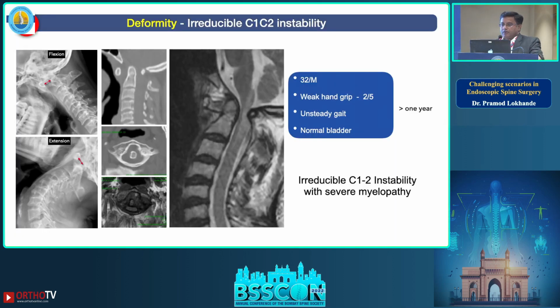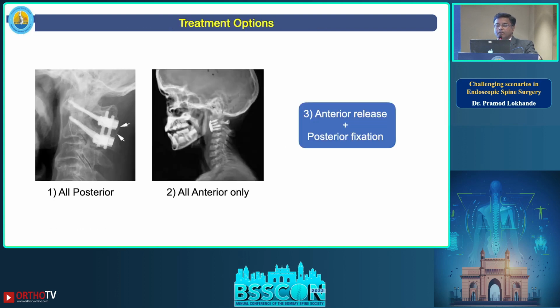Now what about C1, C2 irreducible deformity? Is it possible? This was a case of C1, C2 dislocation, not reducible on extension. There was some weakness in the hand grip, unsteady gait, classical case of myelopathy. What are the treatment options? All posterior, all anterior, or the one which I like is the anterior release followed by posterior fixation. So is it possible for us to do that anterior release with an endoscope?